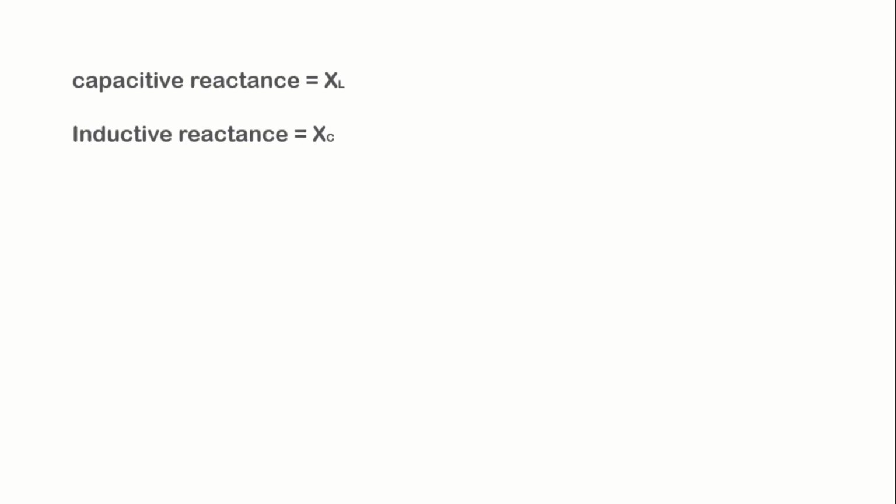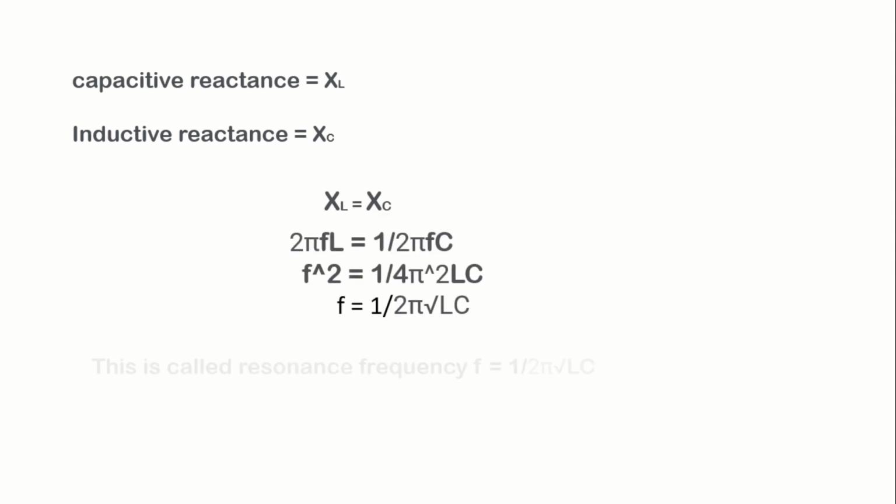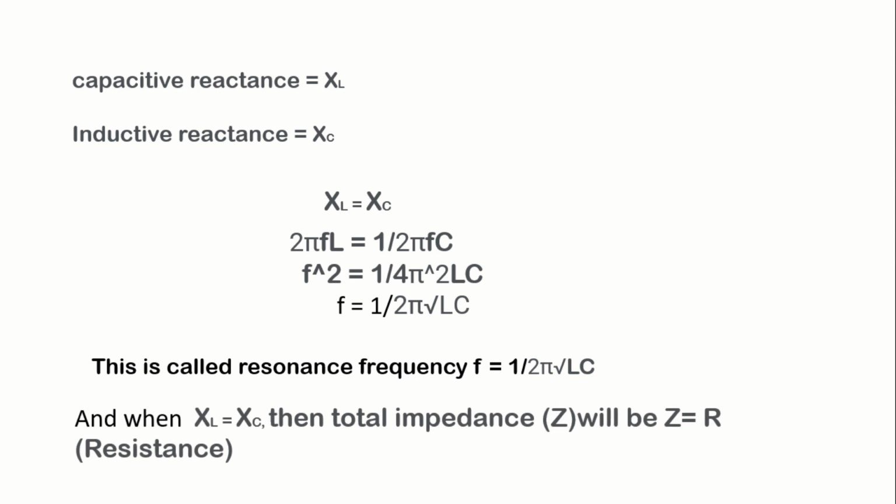The condition at which this resonance occurs is when the capacitive reactance, that is, the resistance provided by the capacitor, is equal to the inductive reactance, the resistance provided by the inductor. When this happens, the total impedance of the circuit is at a minimum and is purely resistive. The resistance throughout the circuit will only be due to the resistor.